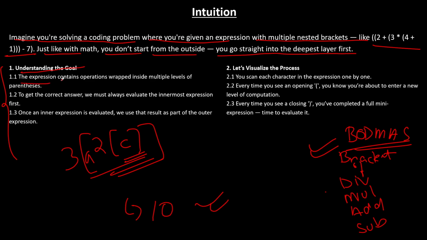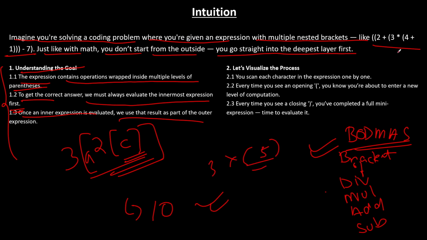Understanding the goal: the expression contains operations wrapped inside multiple levels of parentheses. To get the correct answer, we must always evaluate the innermost expression. This is the logic. This is the rule of BODMAS. Please keep that in mind. Once an inner expression is evaluated, we use the result as part of the outer expression. As we did here, we got 5 first, then we used that to multiply by 3. Here, 4 plus 1, you got 5, then you multiplied it by 3. From inside, you kept on operating the layers, correct?